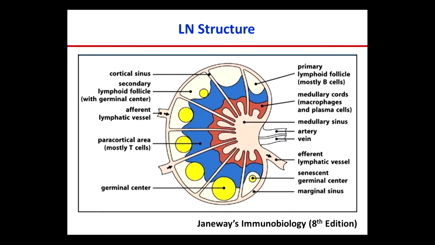This is from Janeway's textbook. And what I'm going to be talking about are the T cell areas here in blue, the B cell areas in cream and yellow, and this structure called the germinal center. Now, this is a very simplified version of the lymph node. I'm going to make it even simpler.